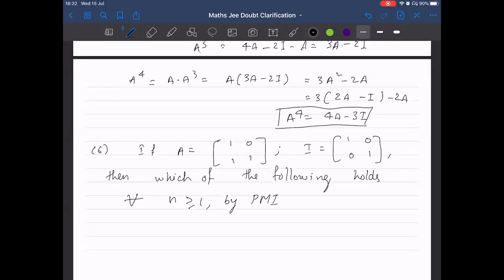You can just ignore it, no problem. This is mathematical induction. So option 1 is A to the power n equals nA minus (n minus 1) into I. You can start forming the characteristic equation, then you can look at the options to start the problem.